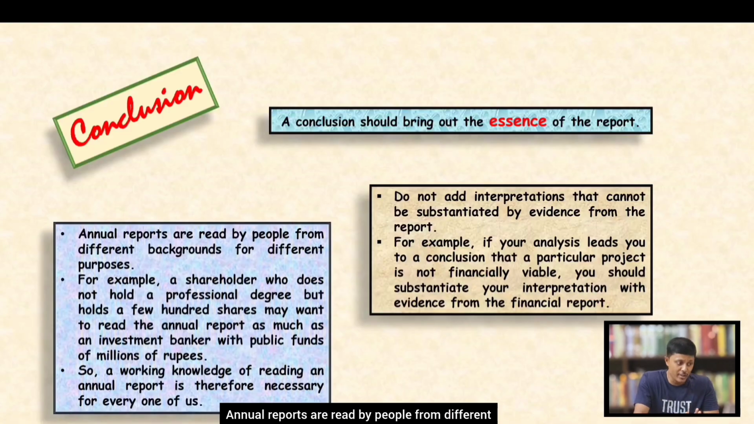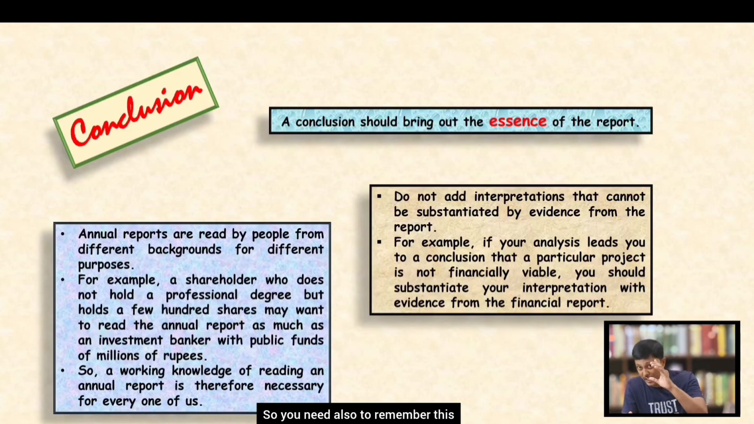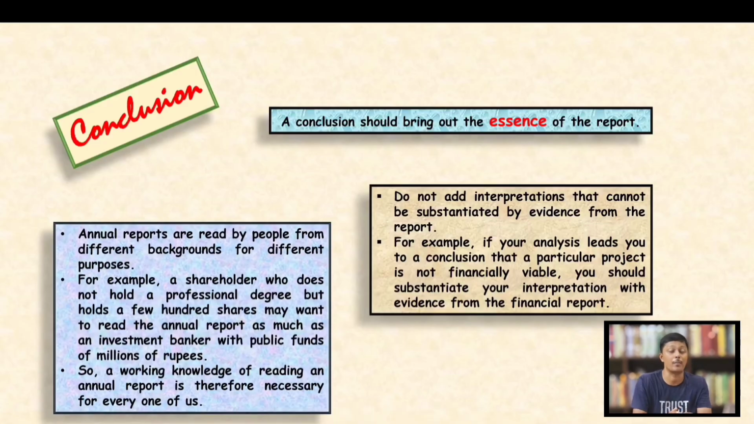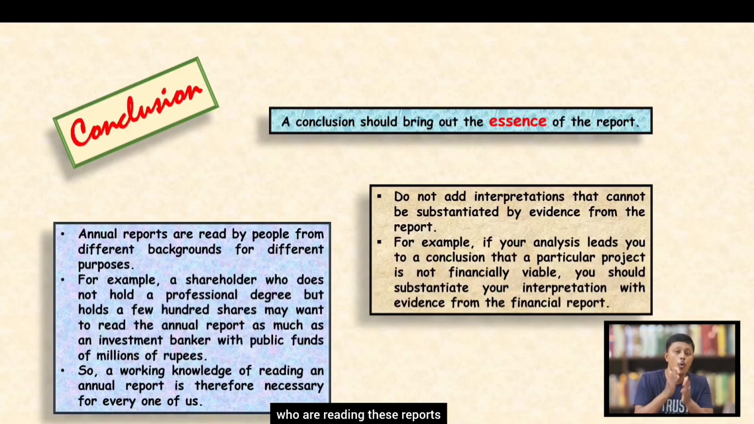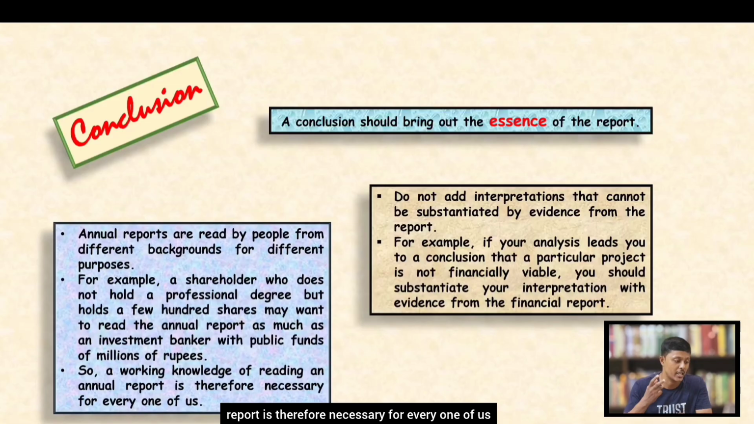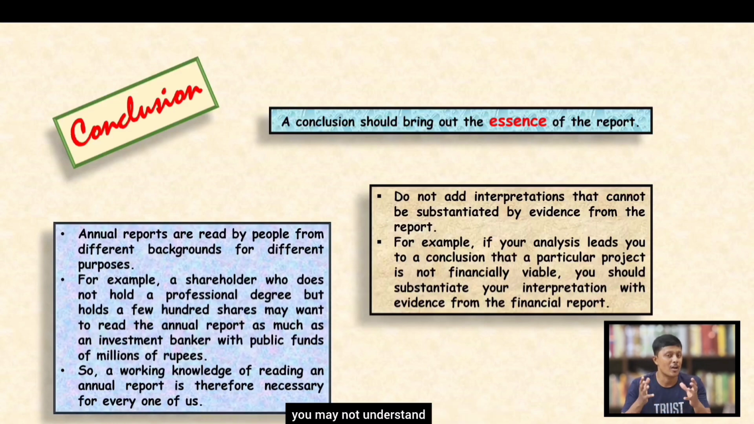Annual reports are read by people from different backgrounds for different purposes. So you also need to remember this, because what you are thinking may not be correct from your perspective, but it may be incorrect or correct from another perspective. There are different types of people reading these reports. For example, a shareholder who does not hold a professional degree but holds a few hundred shares may want to read the annual report as much as an investment banker with public funds of millions of rupees. So a working knowledge of reading an annual report is necessary for every one of us. Remember that working knowledge is very significant, because if you do not have it, you may not understand what you are trying to read.